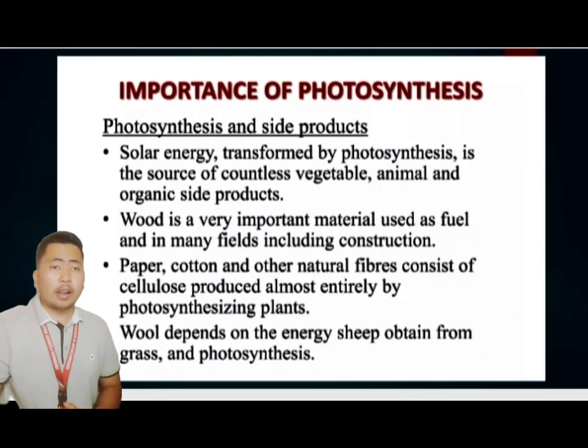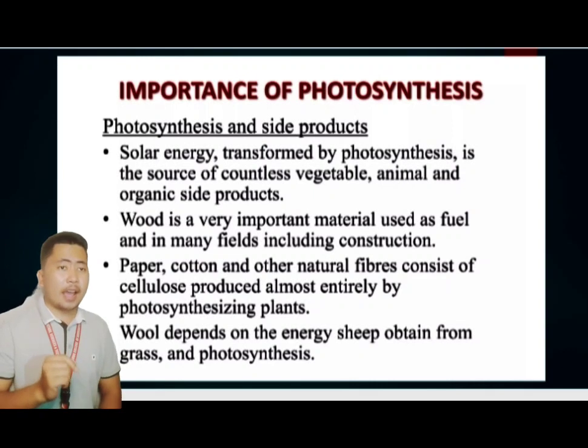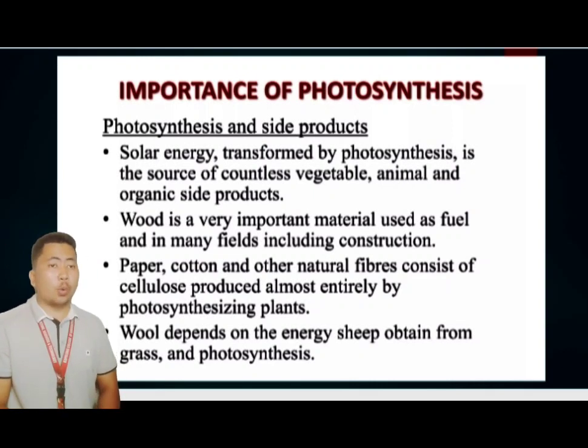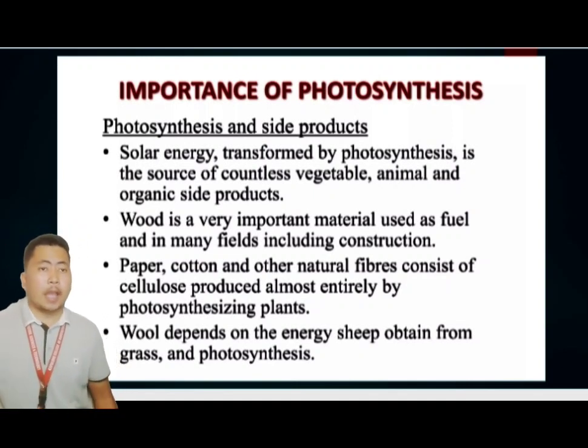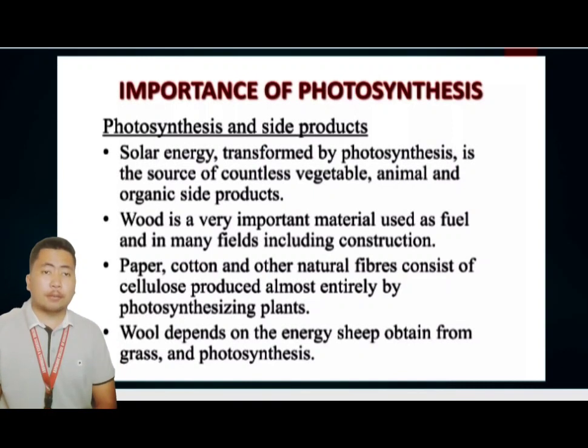But solar energy transformed by photosynthesis is the source of countless vegetable, animal, and organic side products. Wood is a very important material used as fuel and in many fields including construction. Paper, cotton, and other natural fibres consist of cellulose produced almost entirely by photosynthesizing plants. Wool depends on the energy sheep obtained from the grass and photosynthesis.